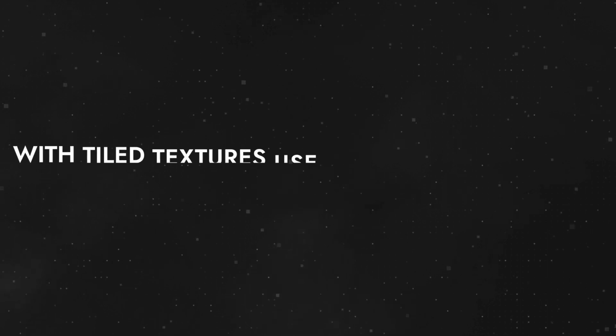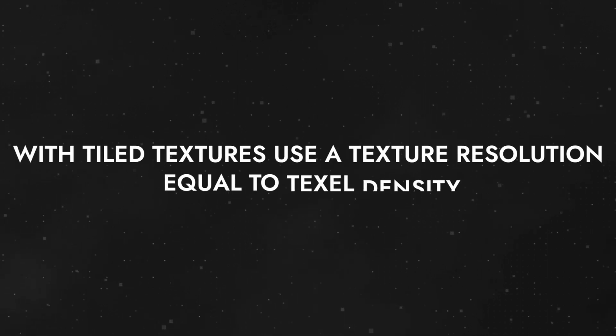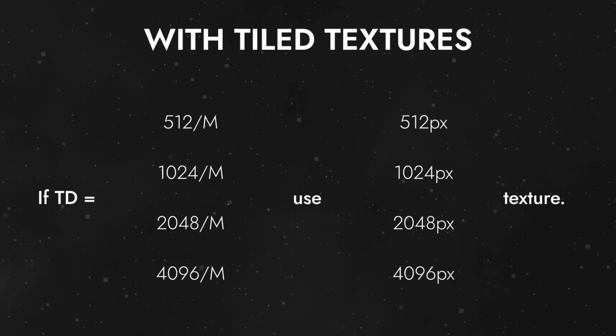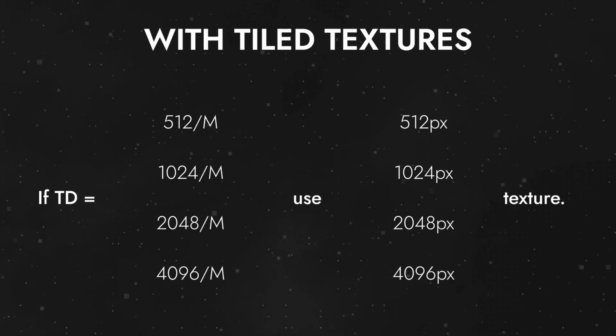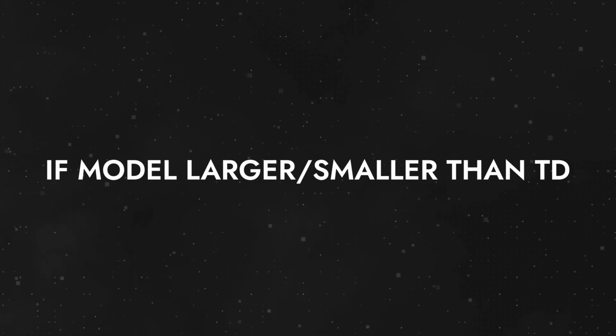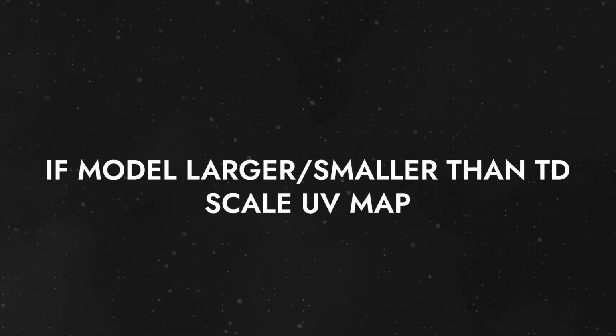However, the optimal approach with tiled textures is to use a texture resolution equal to the texel density. That is, when the texel density is 1K per meter, use a 1K texture. And if your model is larger than 1 meter or smaller than half of a meter, scale the UV map.